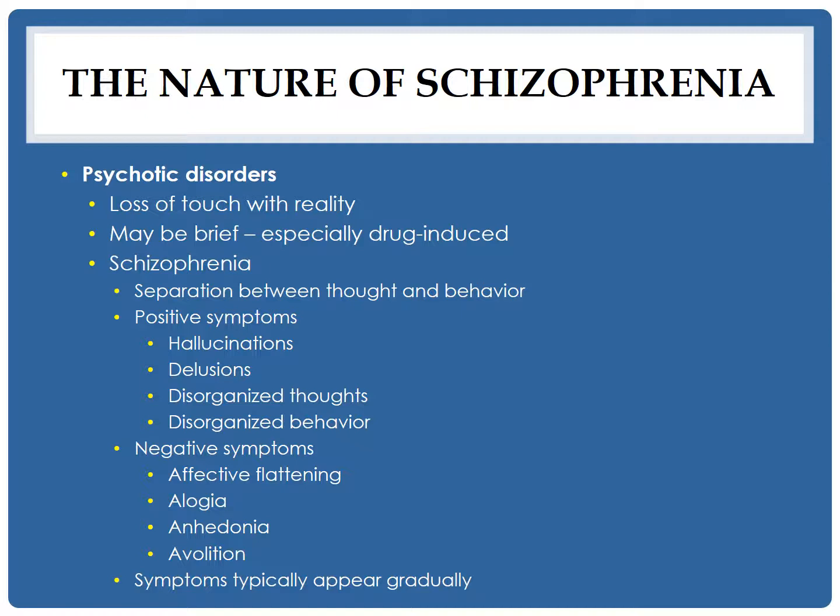So generally, there are positive symptoms as well as negative symptoms. Positive symptoms is where you gain something. It's not a good thing, but you gain symptoms that aren't normally there. And then negative symptoms is where you lose something. Something that is normally there is lost. So the positive symptoms are listed below: hallucinations, delusions, disorganized thoughts, and disorganized behavior.